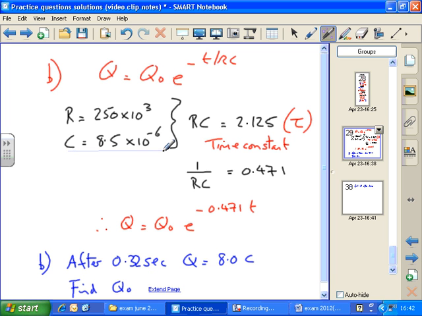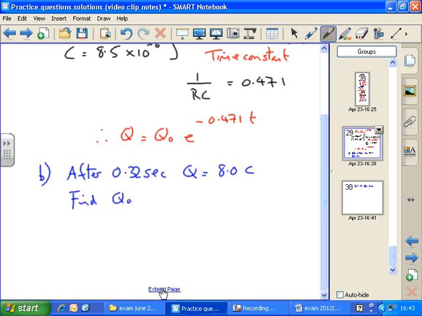So it's common, given those values, to find out what R times C is, which turns out to be 2.125. And you might remember that RC is the time constant, tau. So 1 over RC, which is really what we're after, is 0.471. So instead of writing in this formula minus t over RC, we can write minus 0.471 times t. So this simplifies this function for this particular circuit.